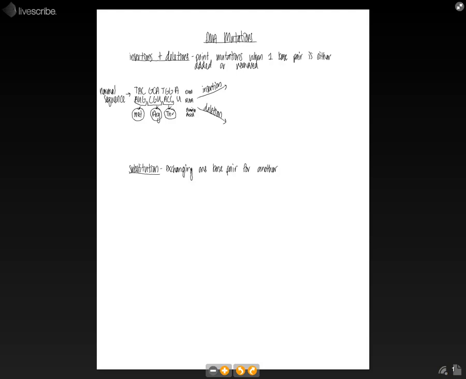This lesson is going to be about DNA mutations. So the first type of mutation that we're going to talk about are insertions and deletions, which are point mutations where a single base pair is either added or removed. So if we look at this example, we have our normal sequence with our DNA listed on top, and then the complementary RNA below, and then the amino acids that correspond with that RNA sequence.